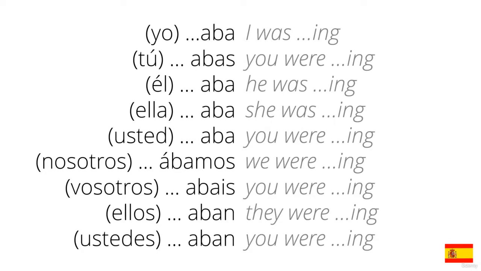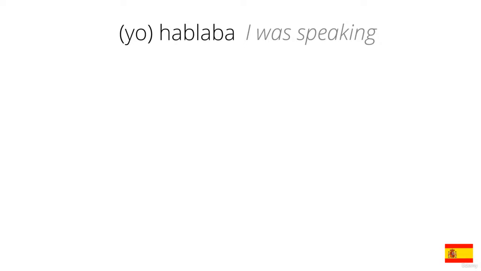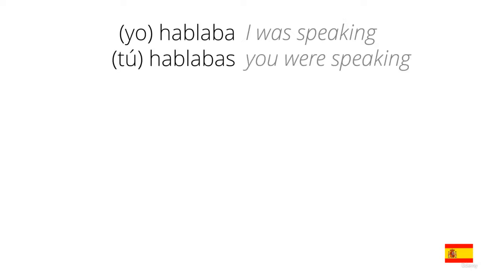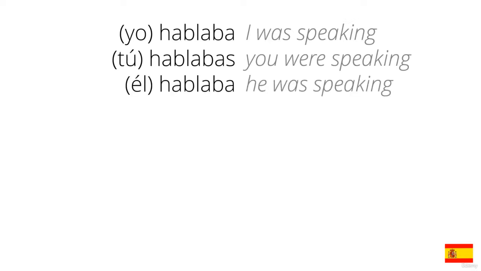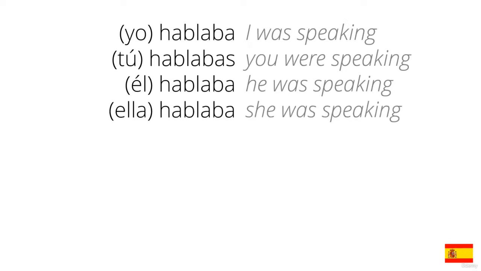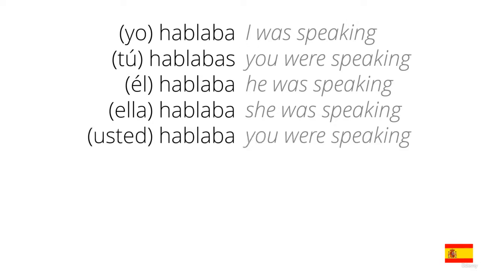Let's have a look at an example AR verb. Hablar means to speak. In the imperfect tense, we get yo hablaba, I was speaking. Tú hablabas, you were speaking. Él hablaba, he was speaking. Ella hablaba, she was speaking. Usted hablaba, you were speaking.